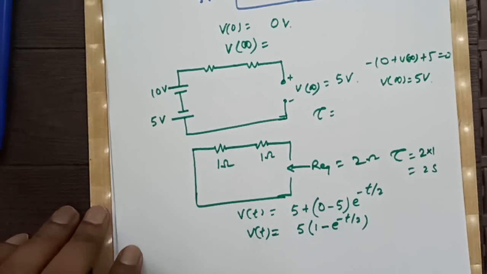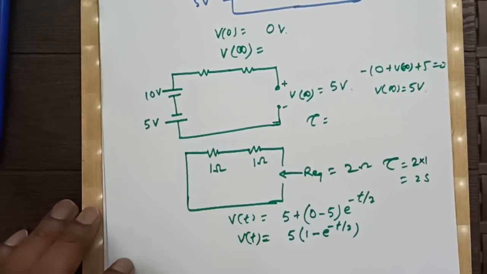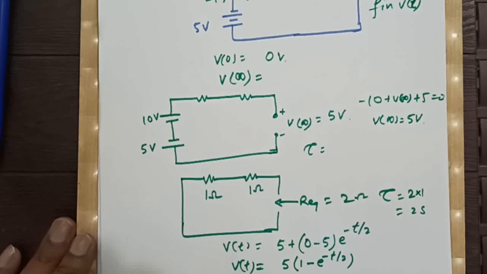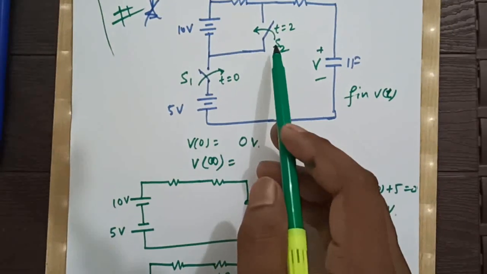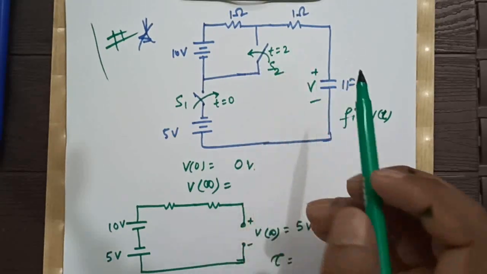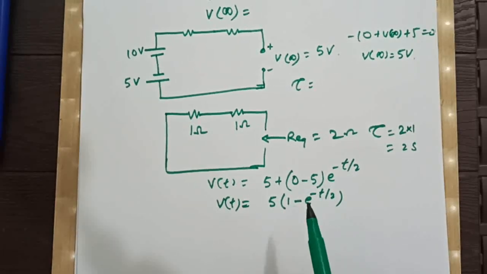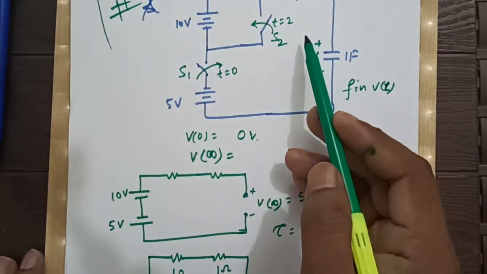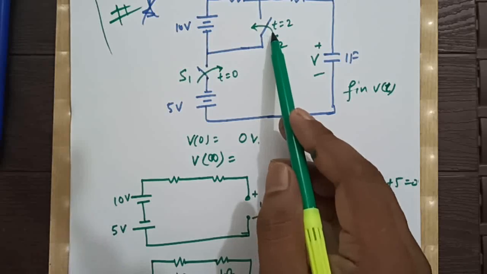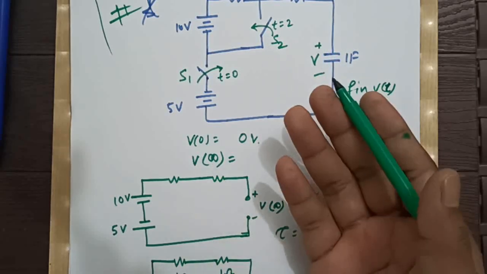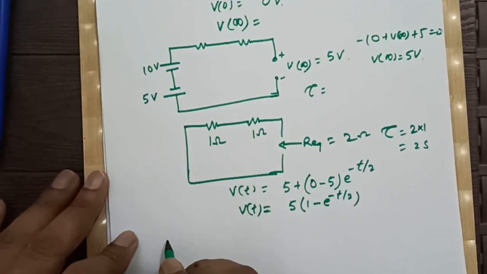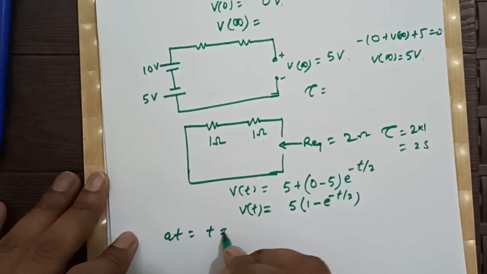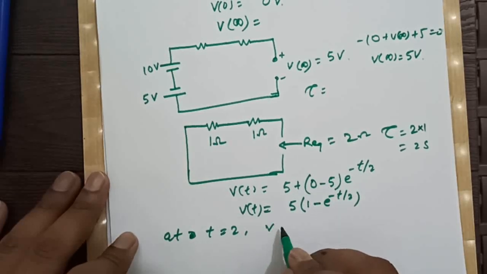Right? This is the expression if only switch 1 will continue acting. Means if switch 2 is not getting closed at time t equal to 2, this will be the final result. But at time t equal to 2, switch 2 also gets closed, means the second transient will once again occur. So for the second transient at time t equal to 2, what will be the voltage?